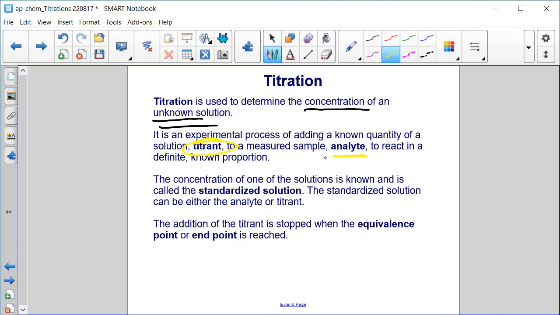The concentration of one of the solutions is known, and that is called the standardized solution. The standardized solution can be either the analyte or the titrant. The addition of the titrant is stopped when the equivalence point or end point is reached.